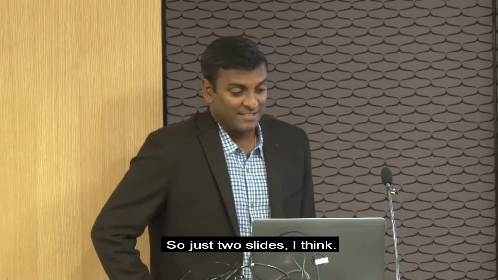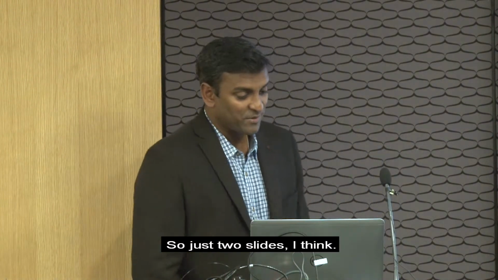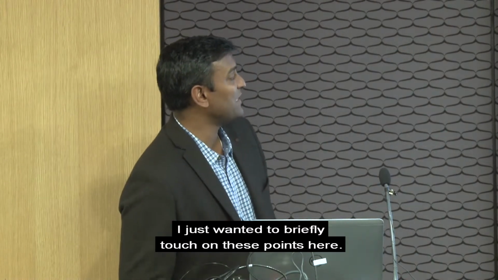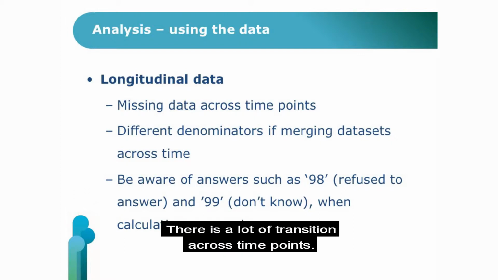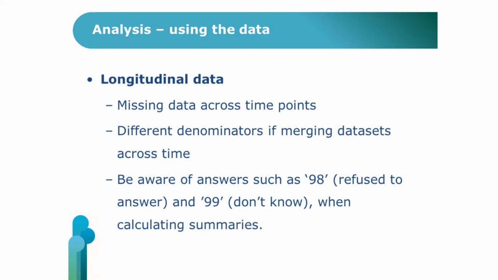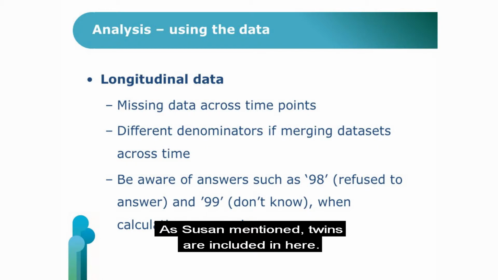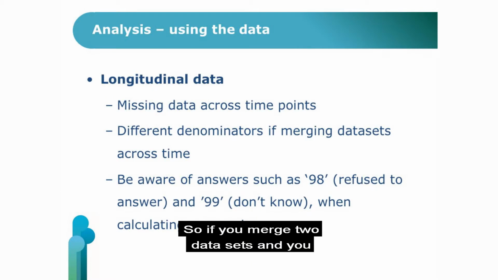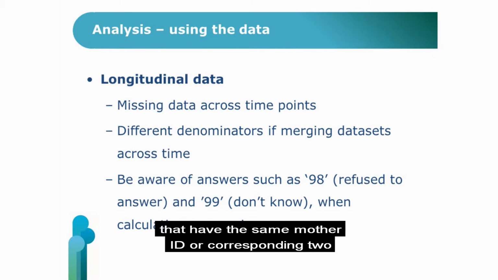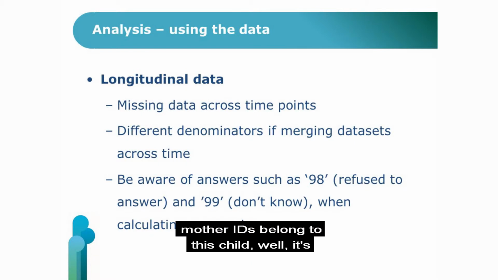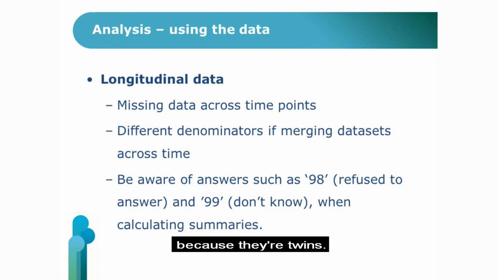Okay, so just 2 slides, I think. I just wanted to briefly touch on these points here. This is longitudinal data. There is a lot of transition across time points. As Susan mentioned, twins are included in here. So if you merge 2 data sets and you see a whole bunch of child IDs with the same mother ID, or 2 mother IDs corresponding to this child, it's because they're twins. So keep things like that in mind.